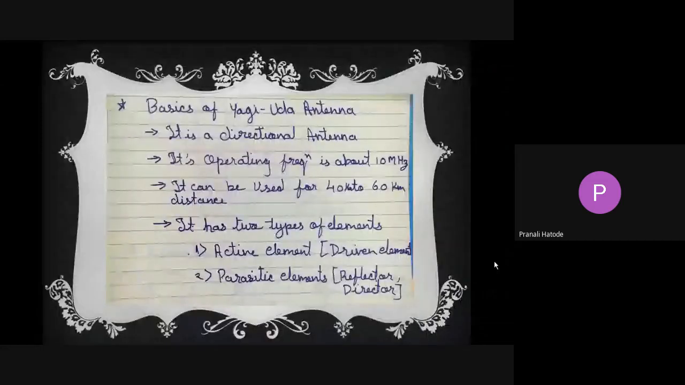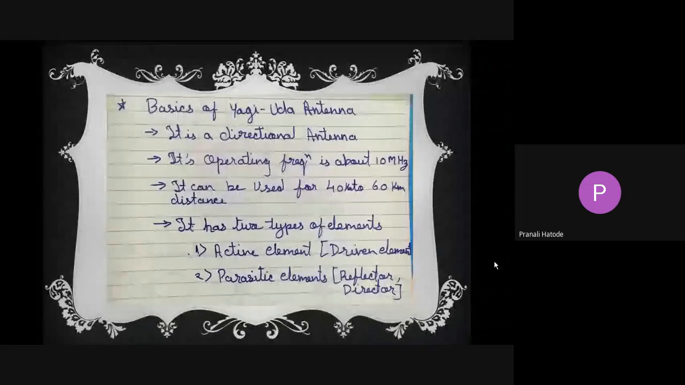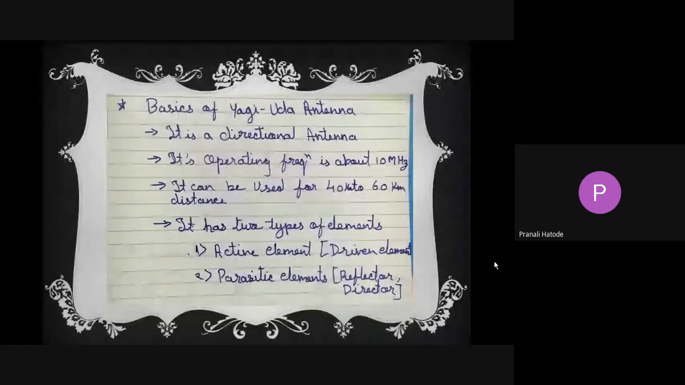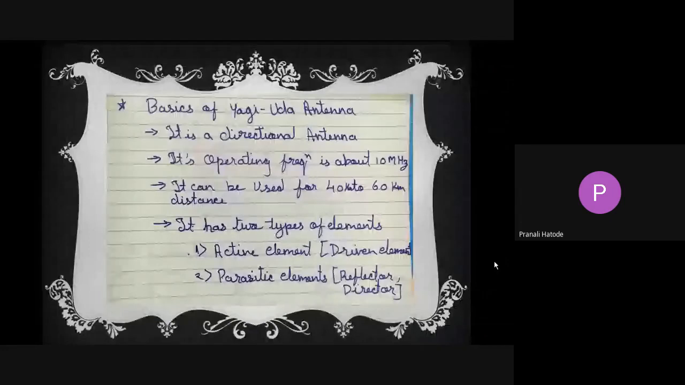Now it has two types of elements in it. That is the active element, and the second one is the parasitic element. Now, whatever Yagi-Uda antennas you have seen up till date, they have two types of active element. One is a simple dipole, and the other one is a folded dipole. Many times in class, I have told you why the folds or the bends in the element are necessary for the element to radiate. So for that reason, the folded dipole.